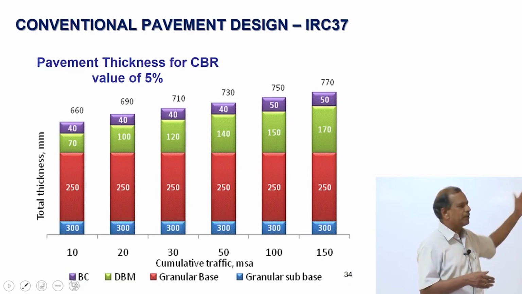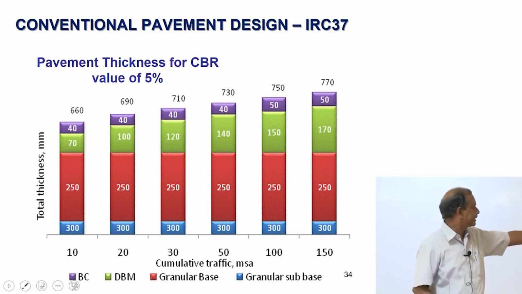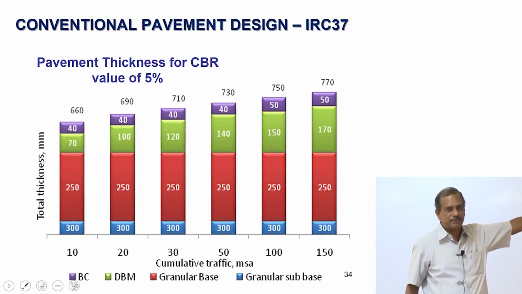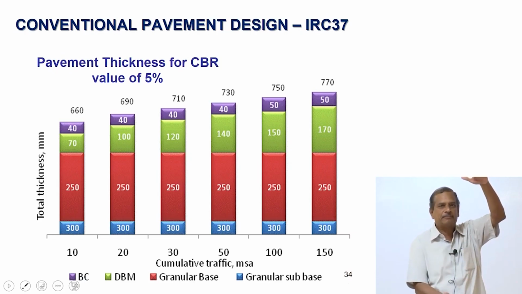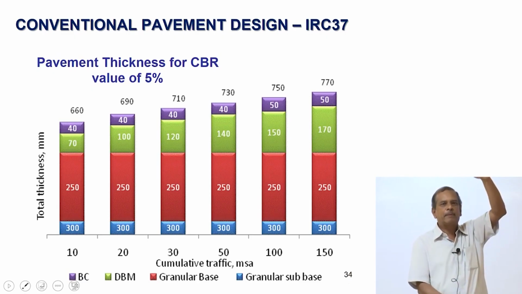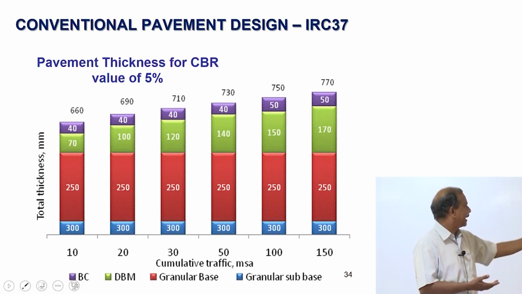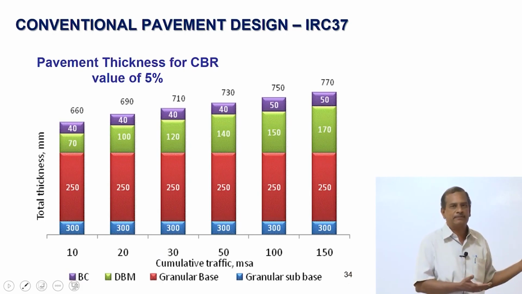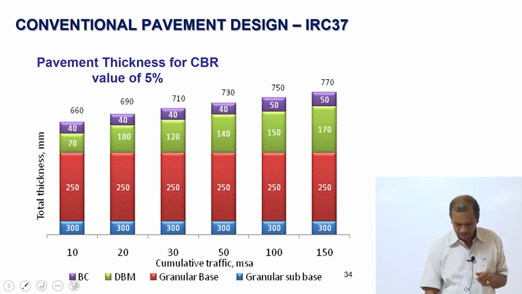If subgrade CBR is 5% and the traffic is around 150 million standard axles, the thickness of the pavement is of the order of around 77 centimeters. If the subgrade strength is not 5, but 4, 3, 2, then thickness will go up to even 1000 millimeters. So weaker the subgrade, higher the traffic, thicker is the pavement. Out of this, the bituminous layer is around maybe 220 millimeters. We have got 250 millimeters of a granular layer and a subbase layer of 300 millimeters. So how do I reduce the material consumption is the first challenge before you when you graduate.